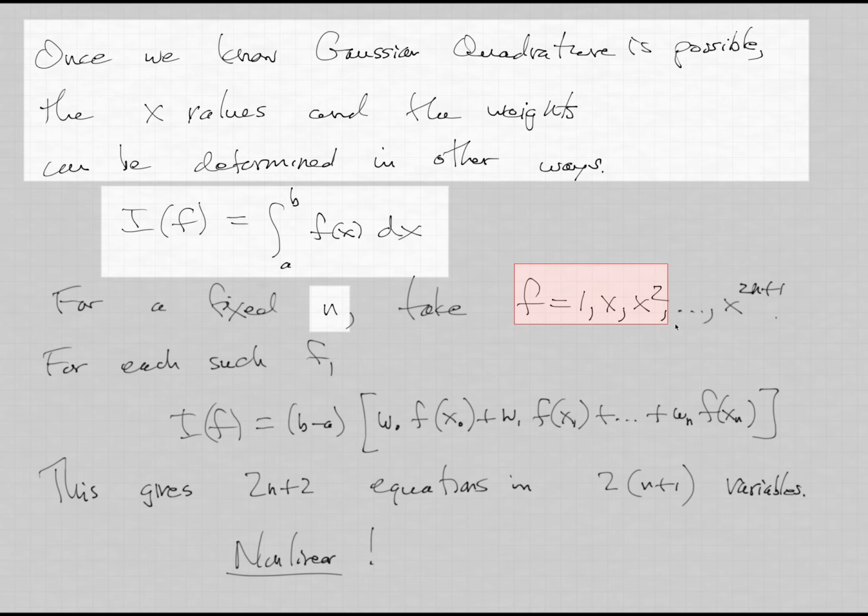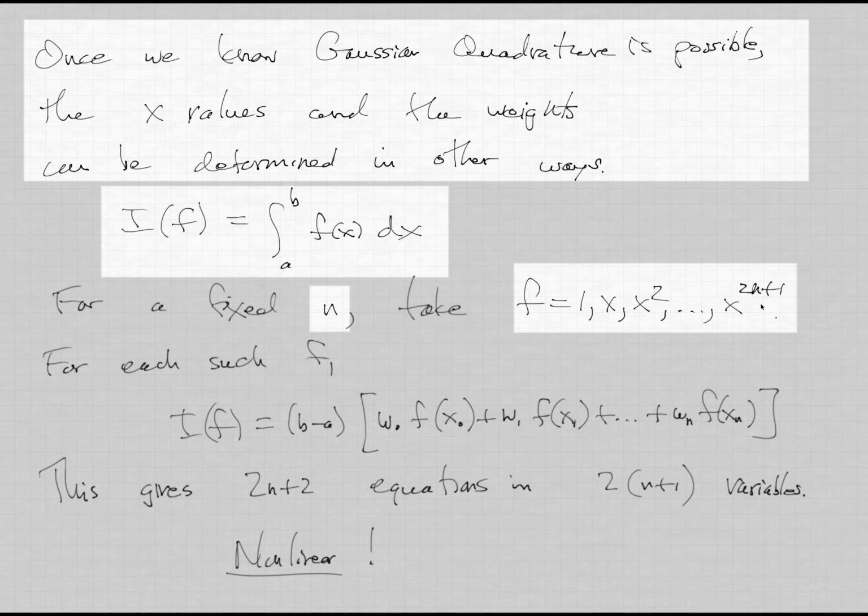What we're going to do is let f be a power of x. And because the formula that we are going to come up with is supposed to work for any polynomial up to degree 2n plus 1, then in particular, it should work for these functions, for 1, for x squared, for x cubed, x to the 4th, all the powers of x up to x to the 2n plus 1. It should give us the correct value for the integrals of those functions on the interval from a to b.